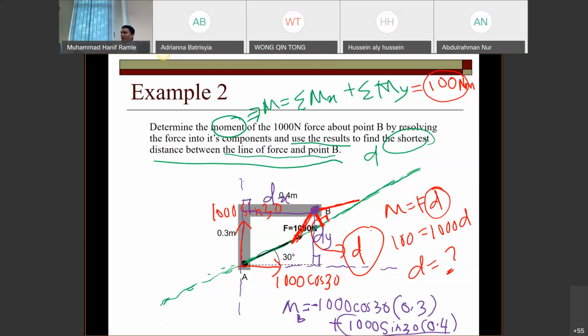I give you one minute to think. Why do we get the x component in a negative sign?